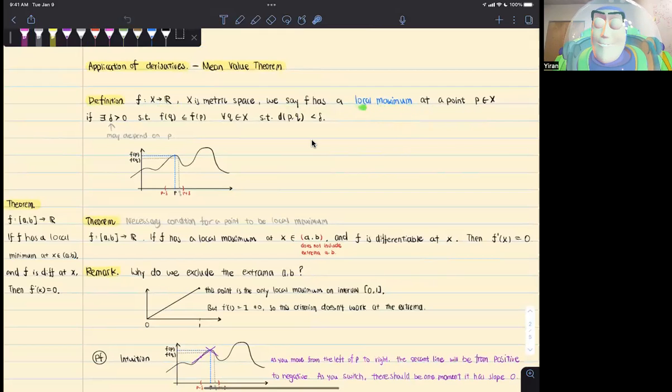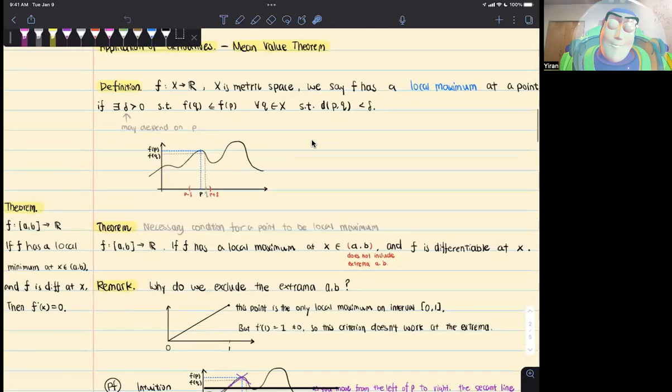So f has a local maximum at point p in X if there exists delta such that f(q) is smaller or equal to f(p) for all q in X such that q is actually in the delta neighborhood of p. So it is dry, and let's look at it geometrically. Hopefully that gives you better intuition.